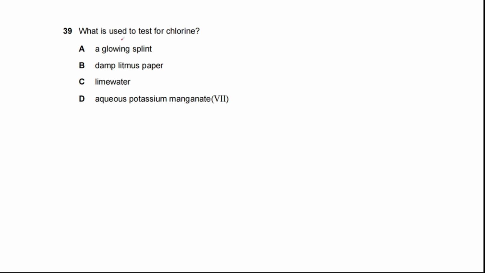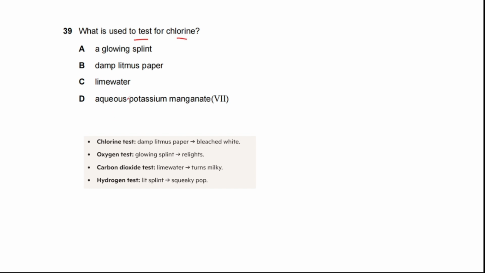Question number 39. What is used to test for chlorine? Here you have 4 options given. For chlorine, we use damp litmus paper, which will be bleached white. So damp litmus paper is the correct option, option B. For the oxygen test, we use a glowing splint, which will relight. For the carbon dioxide test, limewater is used, which will turn milky. For the hydrogen test, you take a lit splint, and it will give a squeaky pop when placed next to hydrogen.